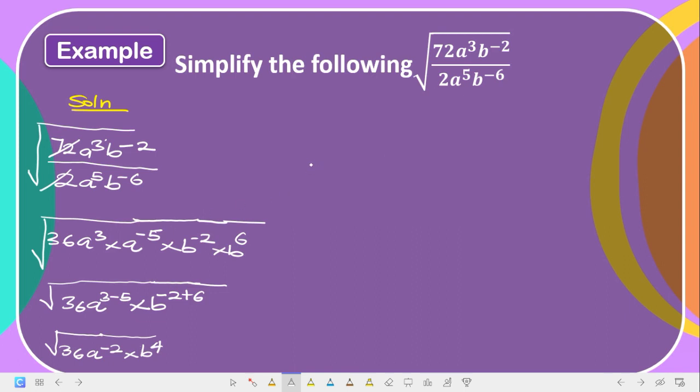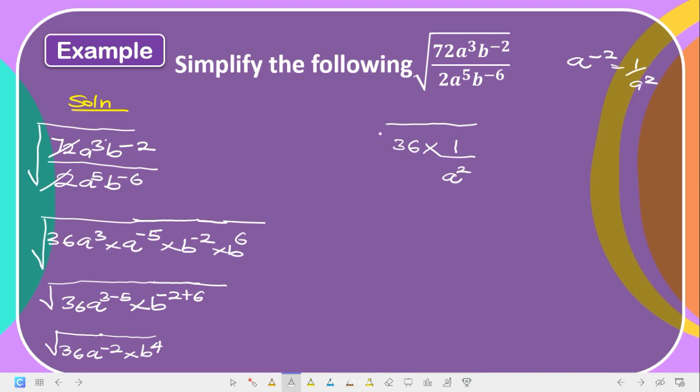Now, we are going to do something quickly. This is 36. Now, 36 is the same thing as what? If we find the square root of everything inside the bracket, we are going to have something like this. This becomes the root of 36 times, do you know that a raised to the power of minus 2 is still the same thing as 1 all over a square? It's still the same thing, right? So this becomes 1 all over a square.